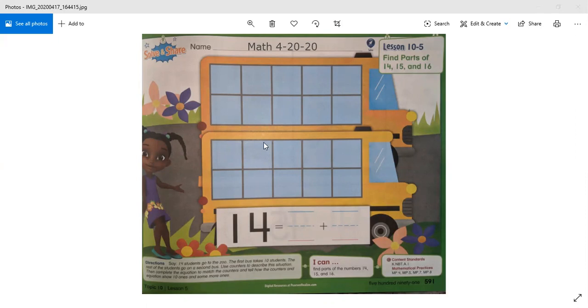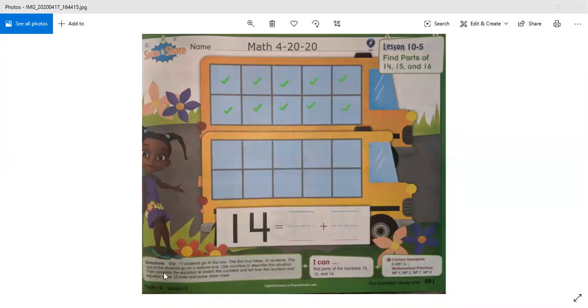Okay, so what they want us to do is take the numbers that they told us just now, fill in the buses, which is also our 10 frames, and then we're going to show what we came up with in our equation. So they said that there's 14 students in all, so we know in the end there's going to be 14. The first bus, do y'all remember how many students is in the first bus? There's 10 in the first bus. So let's call this bus up here the first bus. So I'm going to go ahead and put in 10 students, okay? So 1, 2, 3, 4, 5, 6, 7, 8, 9, 10. All right, I have 10 students in there.